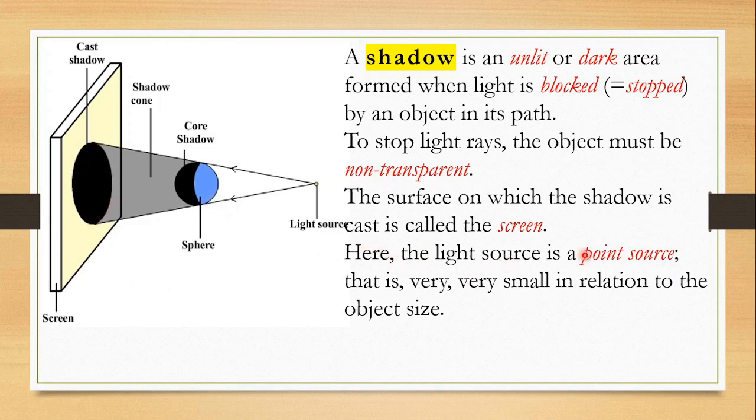Here the light source is a point source. You can see the light is very, very small. So point source means very, very small in relation to the object size. Compared to the object size, the light is very small, so we call it a point source. And the opaque obstacle is blocking the path of light, and we get an unlit dark region, that's a shadow.